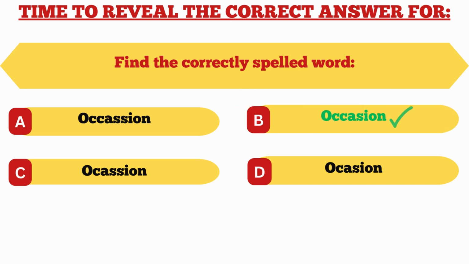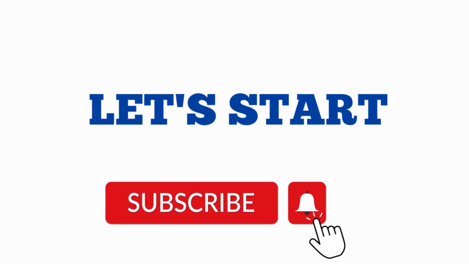Before starting the video, I will tell you the answer to the question asked in the previous video. The question was: find the correctly spelled word, and the answer is option B, OCCASION. Now let's start the quiz.